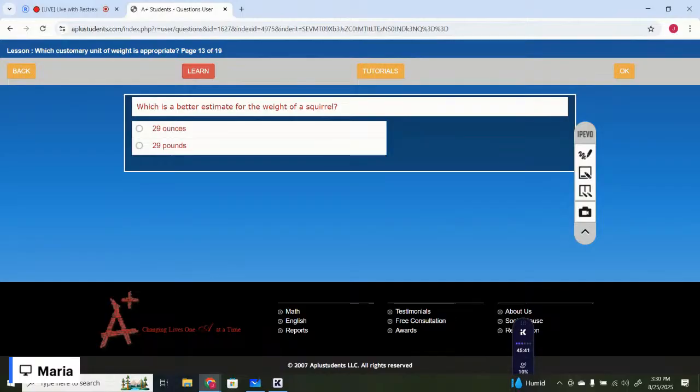Which is a better estimate for the weight of a squirrel? It would be 29 ounces. Okay, you can complete the lesson today. Let me just move on.